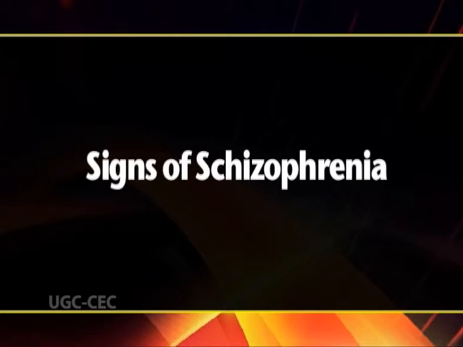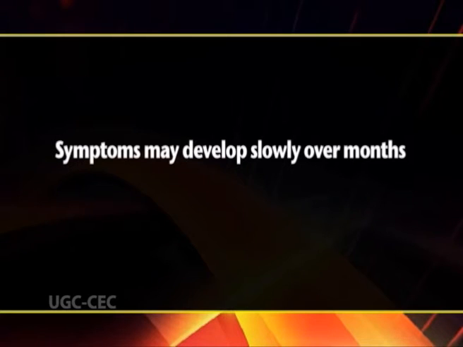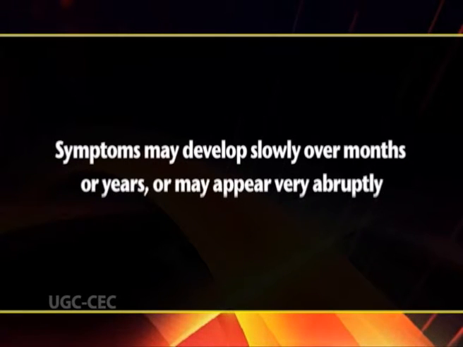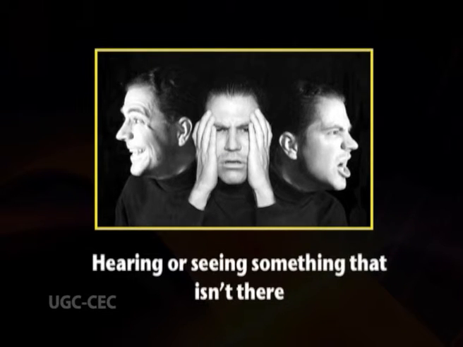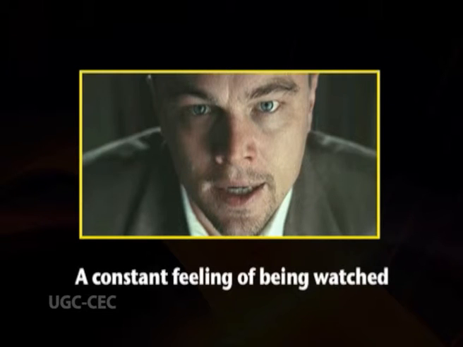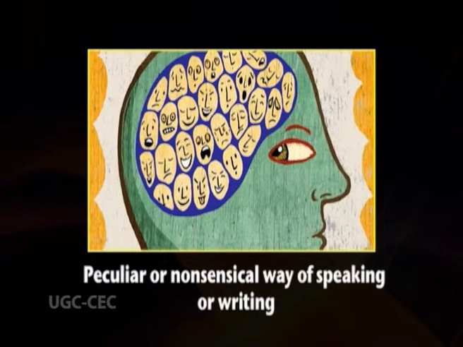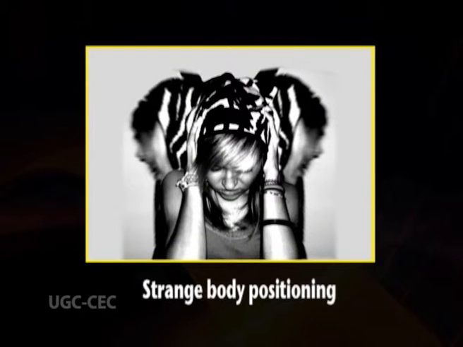Now, the signs of schizophrenia. The signs of schizophrenia are different for everyone. Symptoms may develop slowly over months or years, or may appear very abruptly. The disease may come and go in cycles of relapse and remission. Behaviors that are early warning signs of schizophrenia include hearing or seeing something that isn't there, a constant feeling of being watched, a peculiar or nonsensical way of speaking or writing, and strange body positioning.